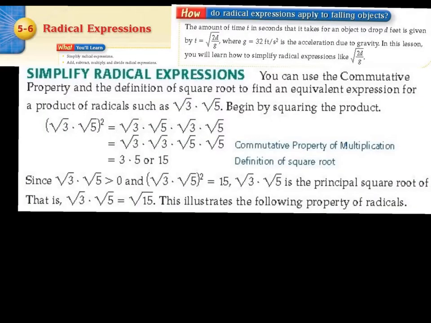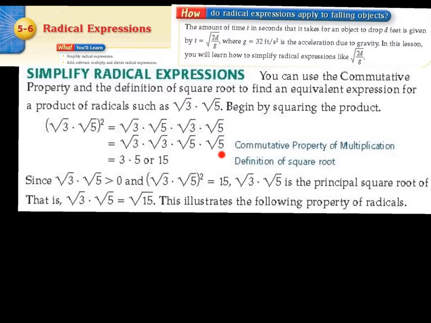You can use the commutative property in the definition of square root to find an equivalent expression for the product of radicals, such as the square root of 3 times the square root of 5. Begin by squaring the product. So we've got square root of 3 and square root of 5 are both doubled. Squaring, you're taking something times itself. And commutative property, that is rearranged it, so the square root of 3 and the square root of 5 are together. Square root of 3 times square root of 3 is square root of 9, which is 3.